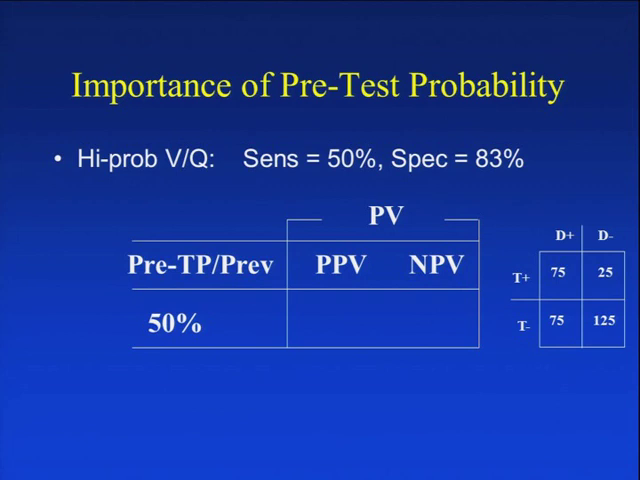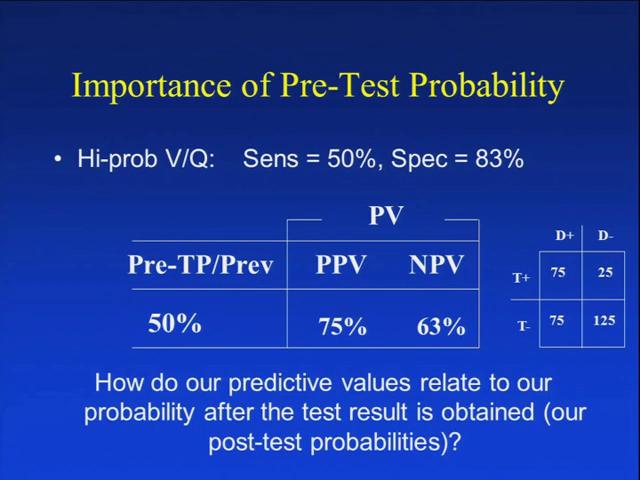Here's the 50%. We already calculated that the positive and negative predictive values are 75 and 63% based on the sensitivity and specificity of 50 and 83%. So the question I'll ask you is, how did the predictive values relate to our probability after the test result is obtained, our post-test probabilities? So we started with 50, and we came up with positive and negative predictive values of 75 and 63%. Well, the answer to that question is that they are related. They're absolutely related. Let me show you how.